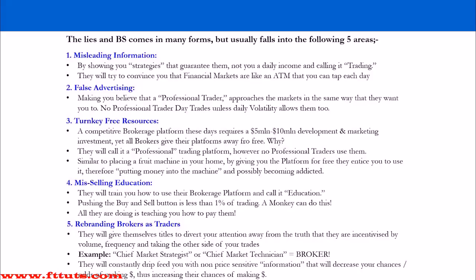The next and third area is turnkey free resources. So a brokerage platform these days will probably cost $5 to $10 million to develop and market, because the broker will be competing with other brokers to get your business. However, they give their platforms away for free. Why do we think they give them away for free? Well, it's quite obvious. When they give it to you, you become used to using it. And if they give it away for free, you're more likely to take it.